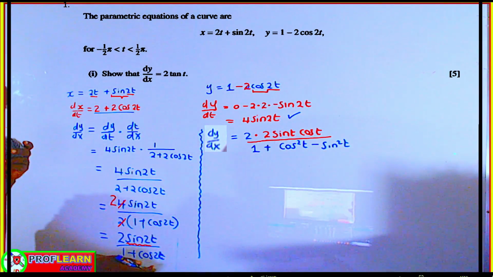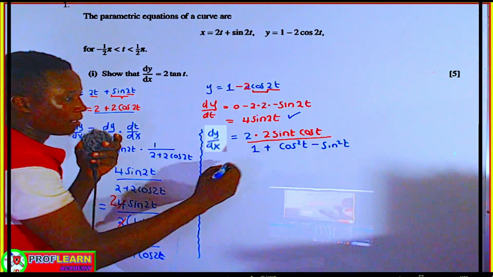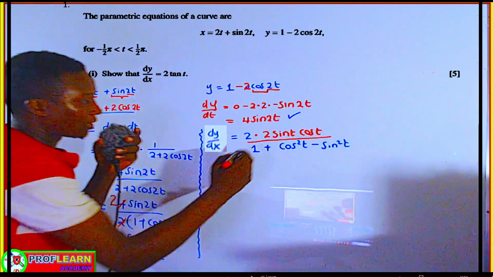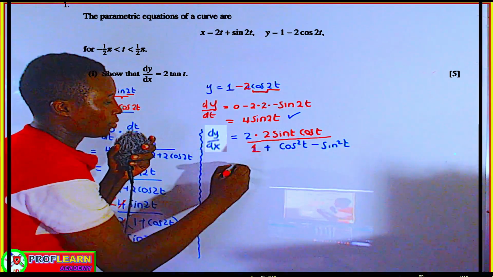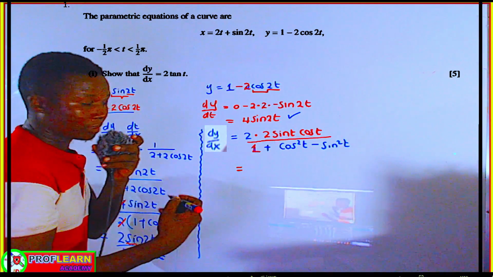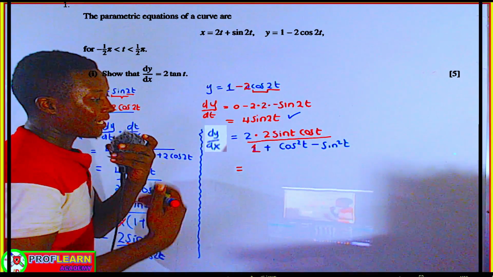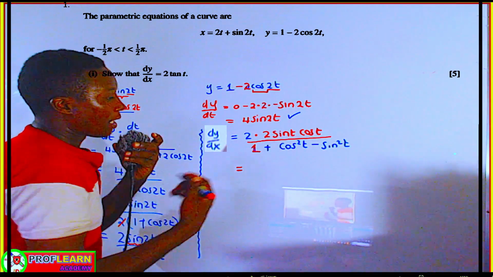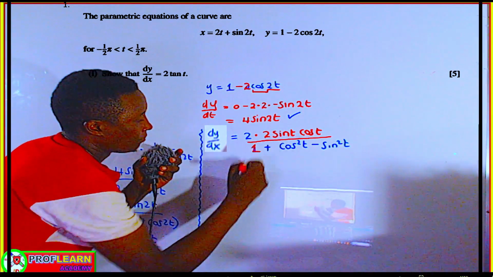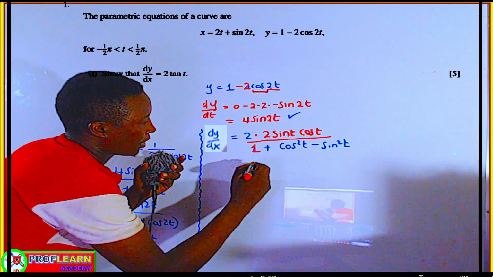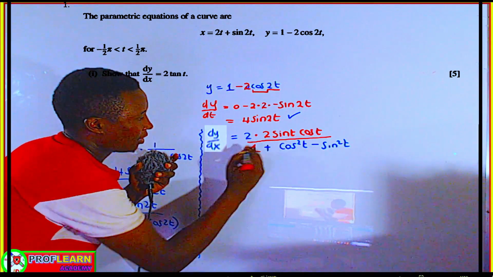Now, double angles can be converted to this form, and I need you to notice that at this point 1 can be written in terms of trigonometric functions, that is cos squared plus sine squared. So this is going to be 2. Okay, let me just simplify the numerator.